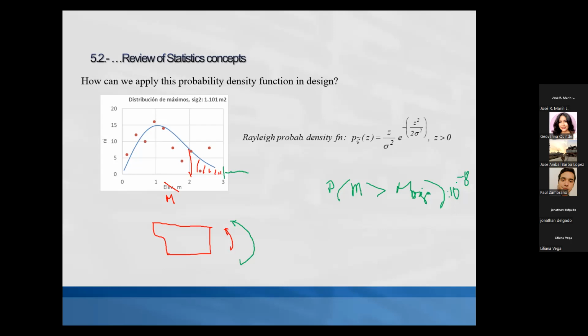So that's the way we can apply this Rayleigh distribution for the maxima. That's why it is so important here.